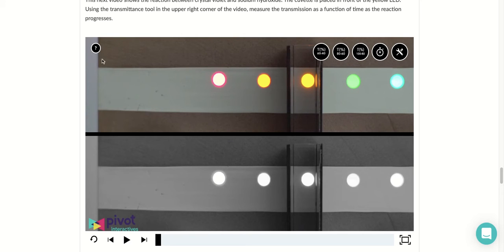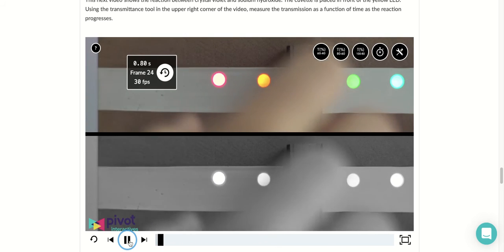So, a couple of tools up here. The first thing you're going to want to turn on is this stopwatch. Okay, this is really nice, and you can set it to 0. So, here's what we're doing here. We're going to press play.